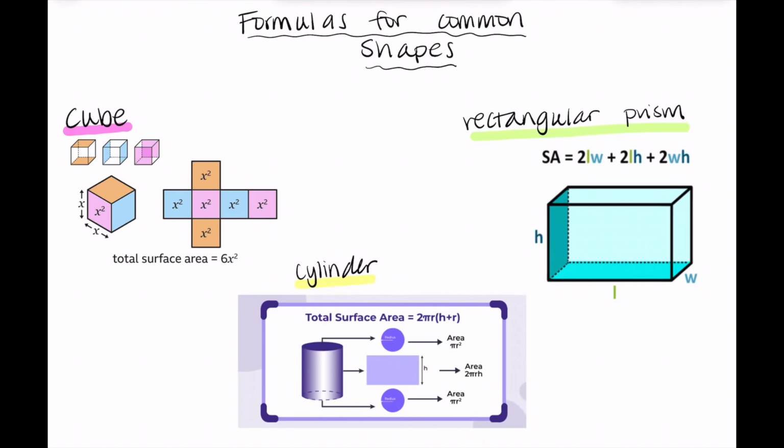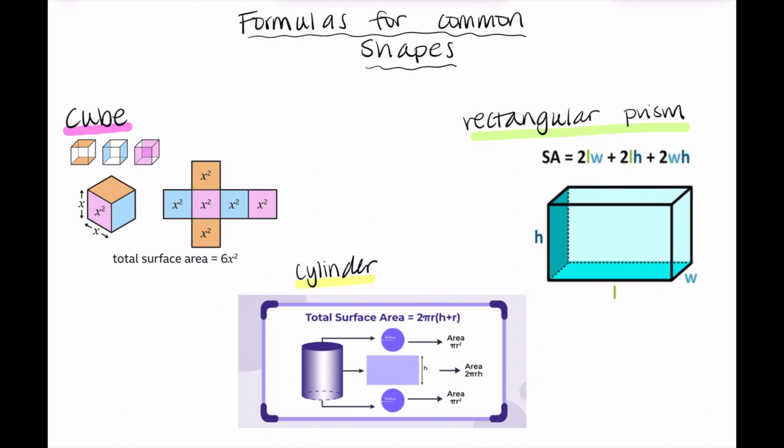It's just 6x squared. Now for the surface area of a rectangular prism, we have that formula written out as well. The surface area of a rectangular prism is 2 times LW, length times width, plus 2 times LH, length times height, plus 2 times WH, which is width times height. So basically, we're going to have our length, width, and our height, and we're going to be multiplying different variations of it times 2. So 2LW plus 2LH plus 2WH. That is our formula for surface area of a rectangular prism.